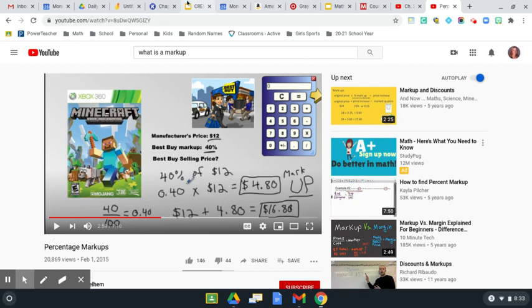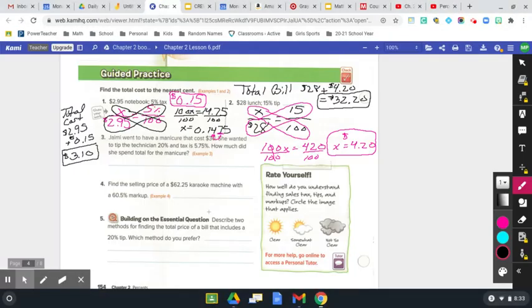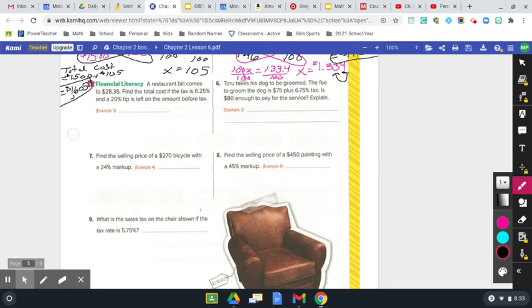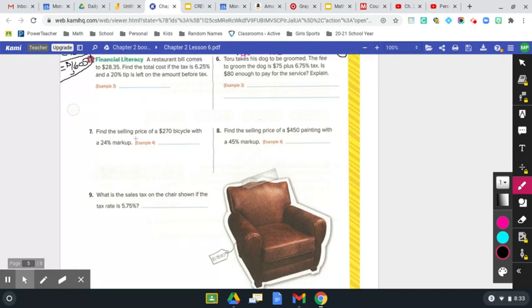So we're going to come back and try a problem. We're going to do a problem on the independent practice. We're going to look at 155, number 7 right here. We're going to find the selling price of a $270 bicycle with a 24% markup. So let's say, for example, Dunham's needs bikes for their store. And so they're going to write a check for $270 to the manufacturer of the bikes they're trying to purchase and bring into their store.